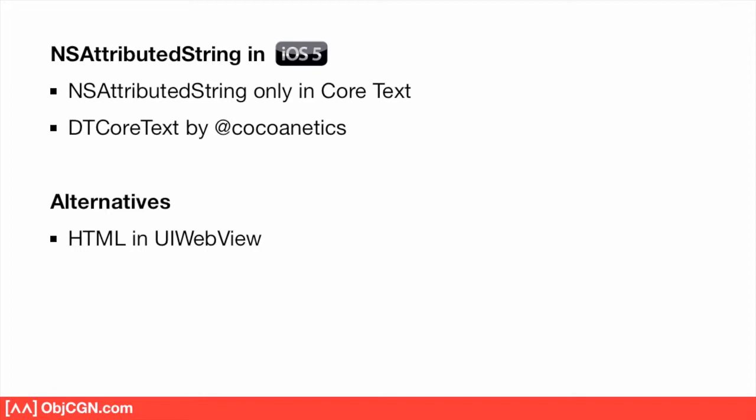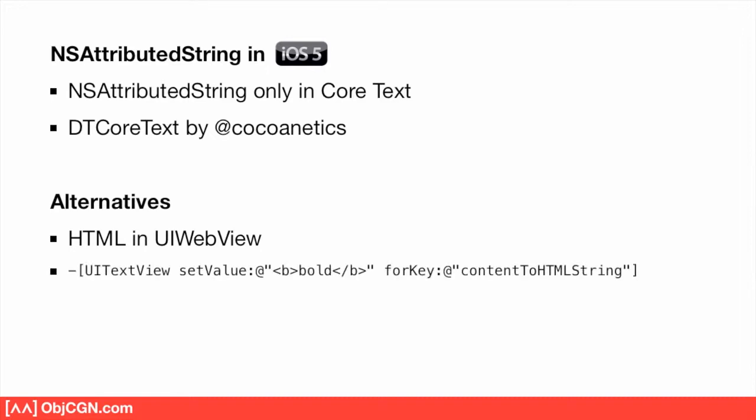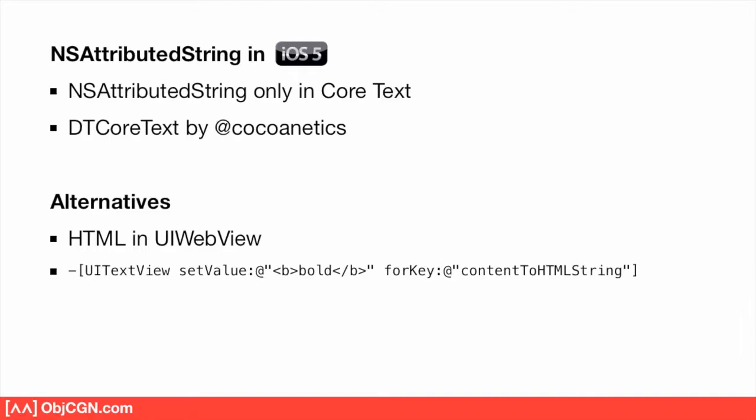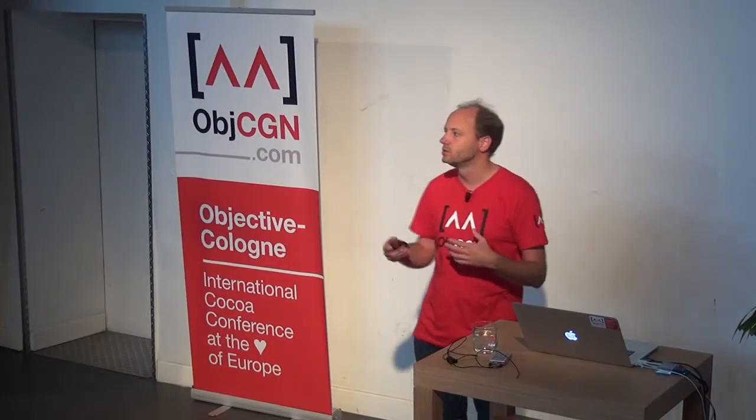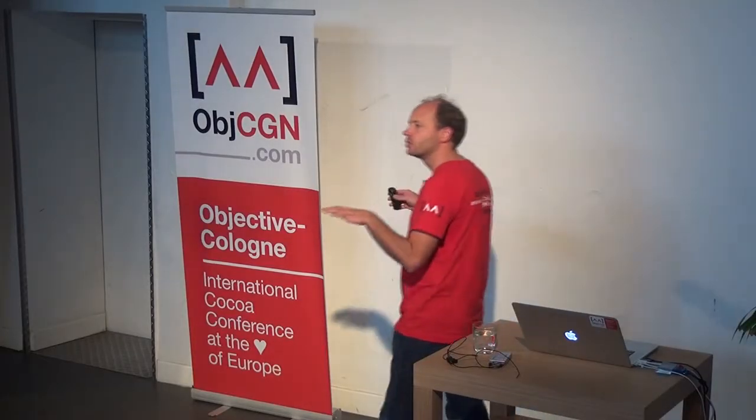There's another nice little trick that I sometimes prefer over web views, which is kind of a hidden API. You can supply a text view with HTML. As I said, it's not an official property you could set, but with setValue:forKey: you can actually use HTML in a plain UITextView. And this has some advantages over web views. First of all, it's easier to get rid of all the chrome of the web view.